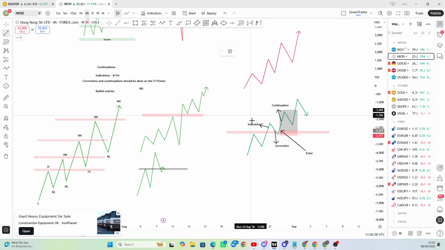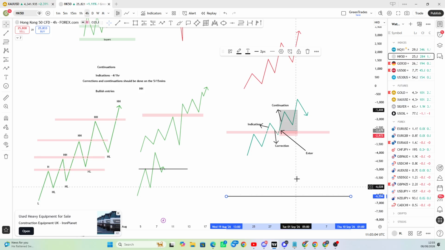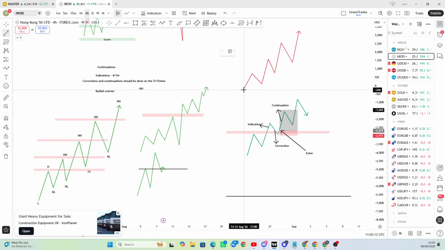Remember what we said from the beginning: at any level, there are buyers at the top and sellers at the bottom, and buyers and sellers are what make up the market. So if it's going up, down, and then we know that's a break, that swing high is being broken, let's break it to this level.